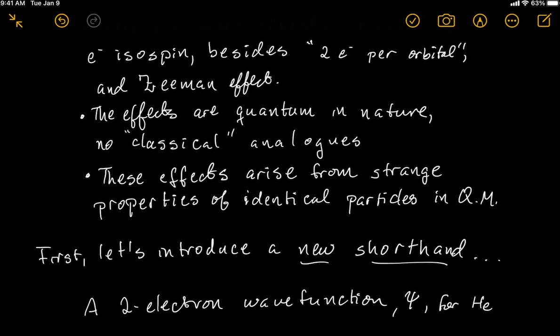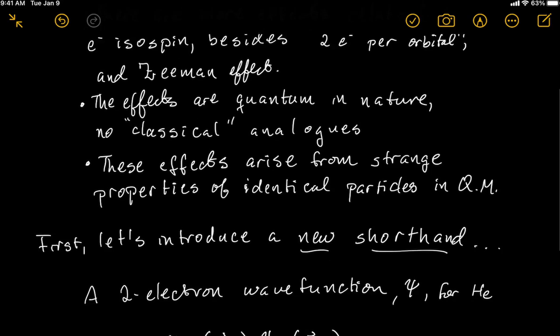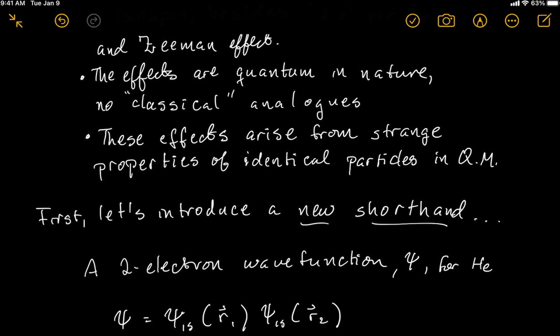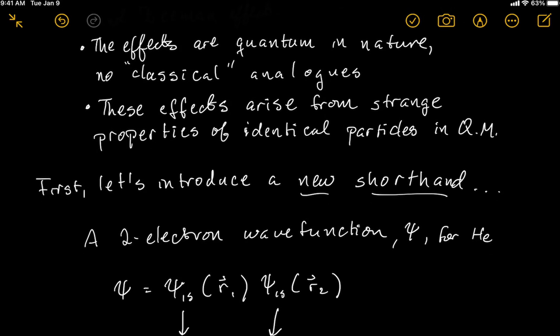Although in this case, the functional forms of the wave functions are identical, just with different coordinates. So we're going to introduce another shorthand. We can always go back and forth if needed, but we can replace this psi 1s parentheses vector r1 with just this label 1s parentheses 1. So 1s(1). And for the second electron, we'll call that 1s(2), where again we use these parentheses.